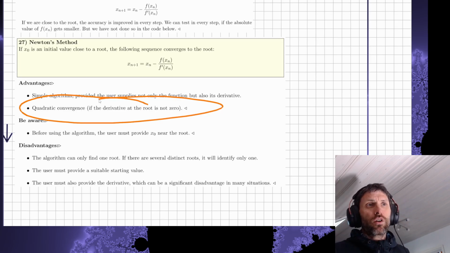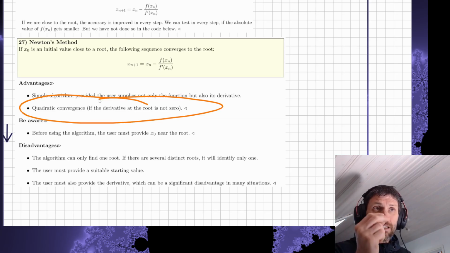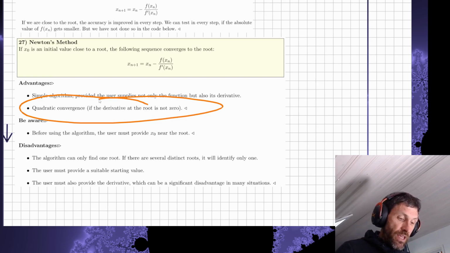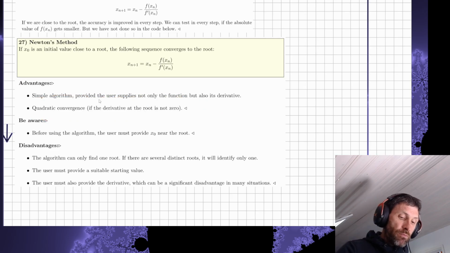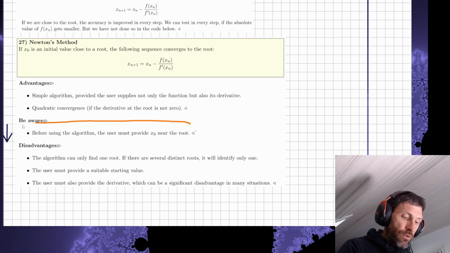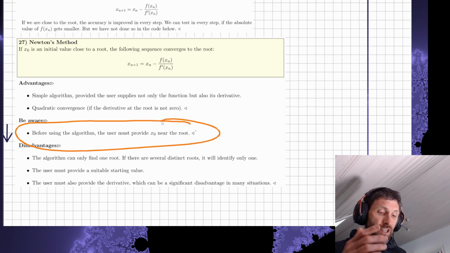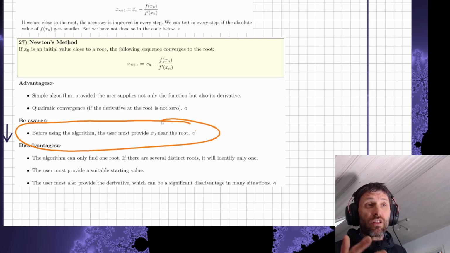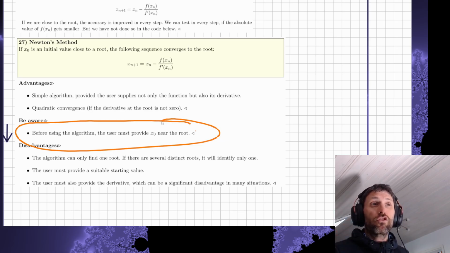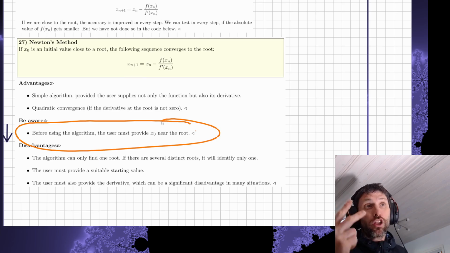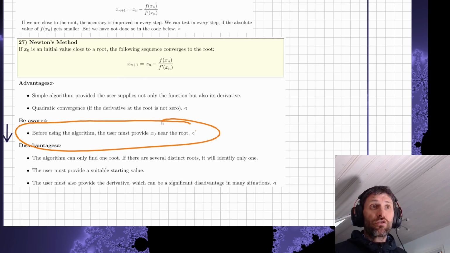We will later talk about the quadratic in detail. What does that mean? But please remember this idea. This is a big advantage. But be aware, before you can run the algorithm, you need some starting point, an initial guess of the root, and this starting point has to be close enough to the 0. So we have a problem.